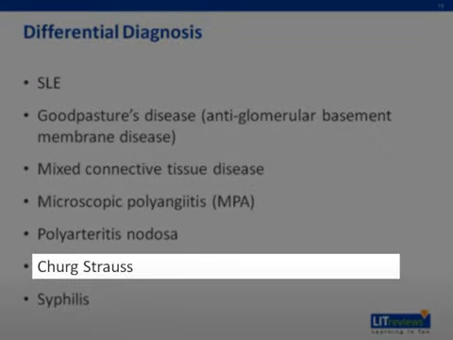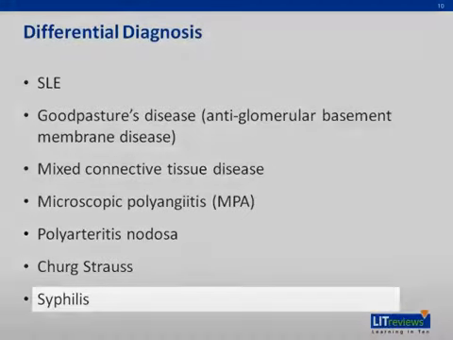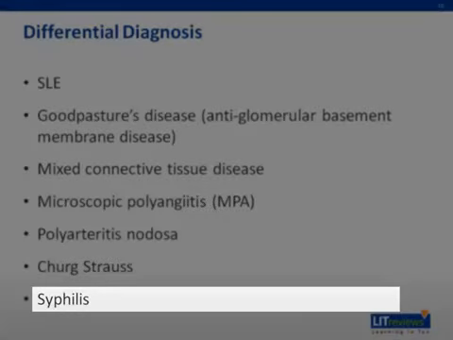Churg-Strauss is an ANCA-positive small vessel vasculitis associated with asthma and eosinophilia. Systemic lupus erythematosus is a common autoimmune disease which can affect any organ system and often presents with glomerulonephritis. Syphilis is infectious, but can present later as a vasculitis if untreated. It also can be associated with a saddle nose deformity.